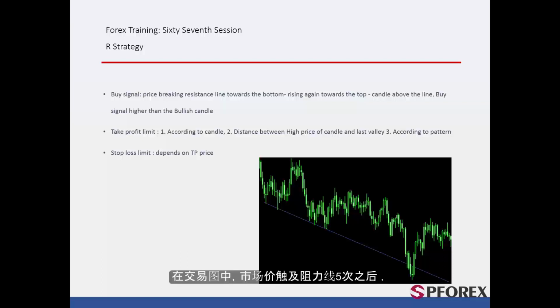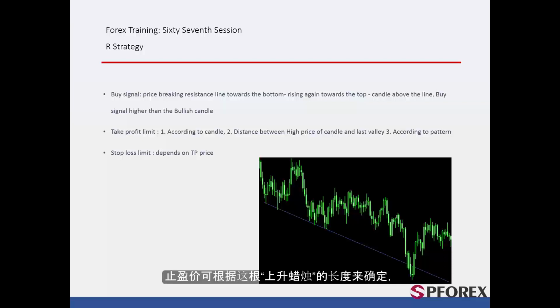On the graph, after the market price has hit the resistance line 5 times, it crossed the given line towards the bottom. Then it returned towards the top. As a candle formed above the given resistance line, a trader could place a buy order.